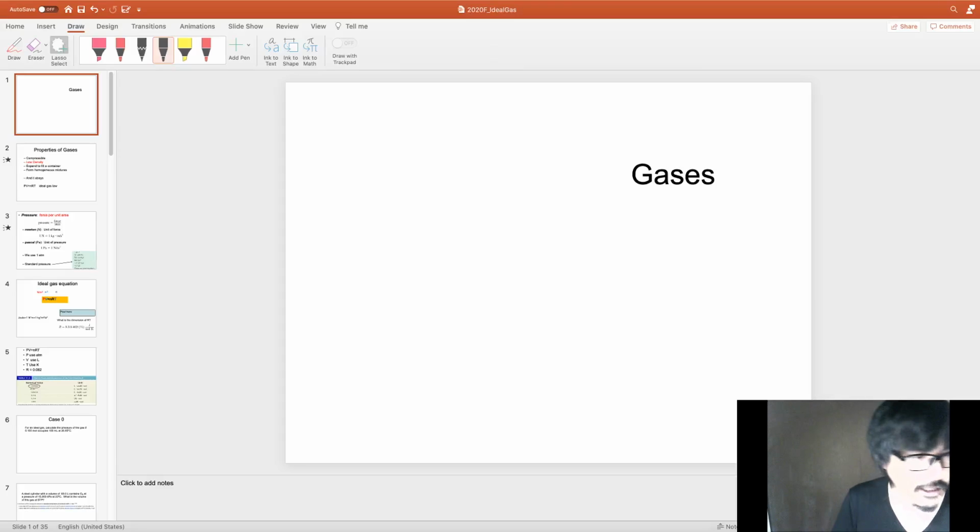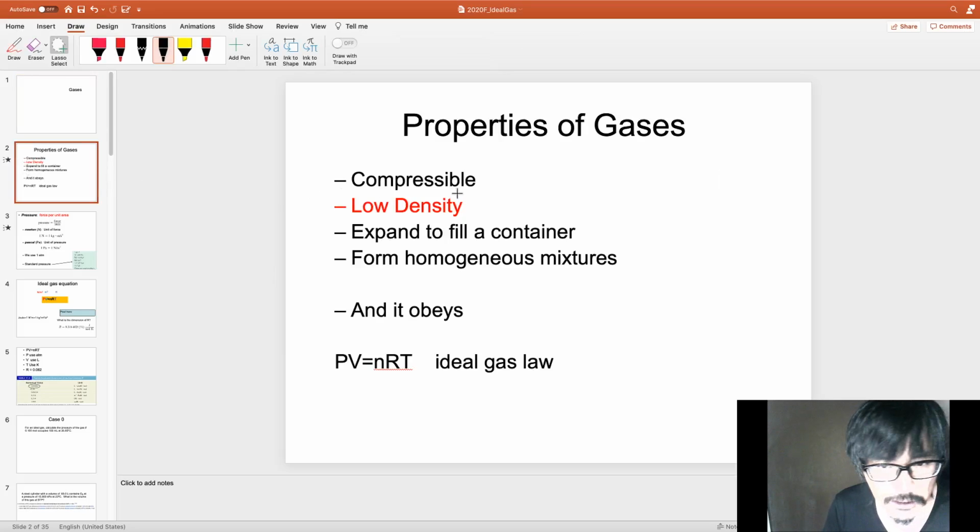Okay, let's start lecture 5. We're going to talk about gas. The property of gas is that it can change size. You can compress it or expand it. So its size can be changed.